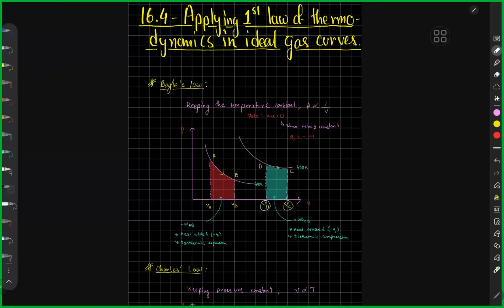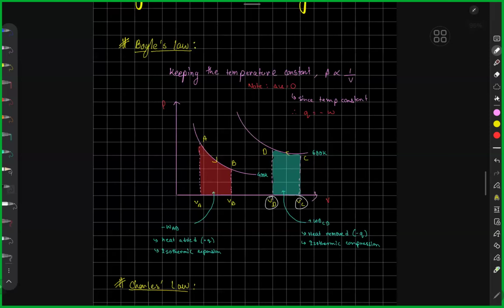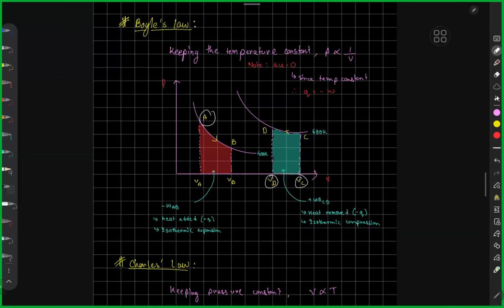Now, the thing I want to show you is the change in volumes. What happens when volumes change? Let's take the transfer from A to B. What happens to pressure? Pressure decreases. Fair enough. And what happens to volume? It is going from VA to VB. I'm talking about the 400 Kelvin graph. The volume increases. Fair enough. And what do we know about Boyle's law? Temperature is constant.